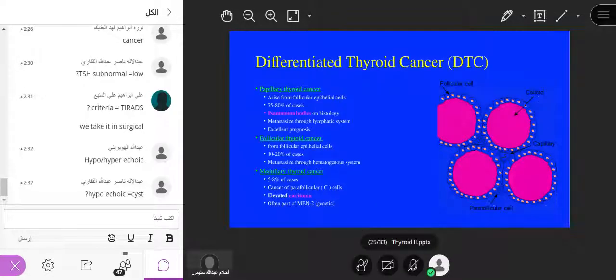So what is differentiated thyroid cancer? I told you that we have three types: papillary, follicular, and medullary. Papillary thyroid cancer comes from the follicular epithelial cells of the thyroid. It accounts for 70 to 80% of the cases. The most common form of DTC is papillary thyroid cancer, characterized on histology by psammoma bodies, and it metastasizes through the lymphatic system.